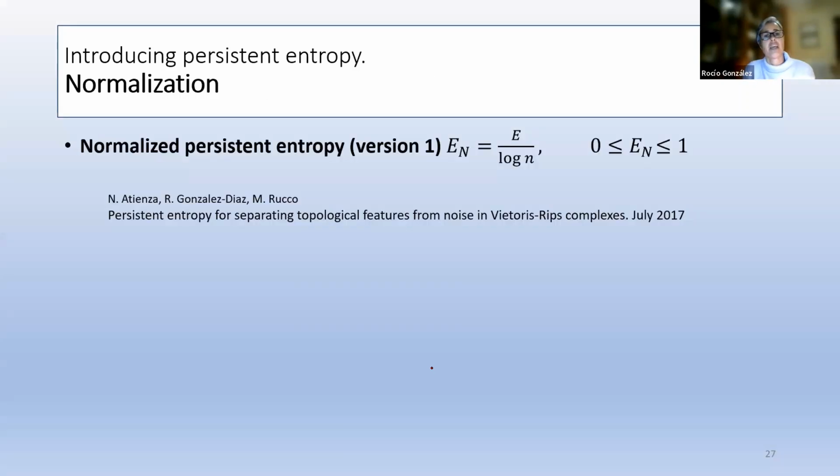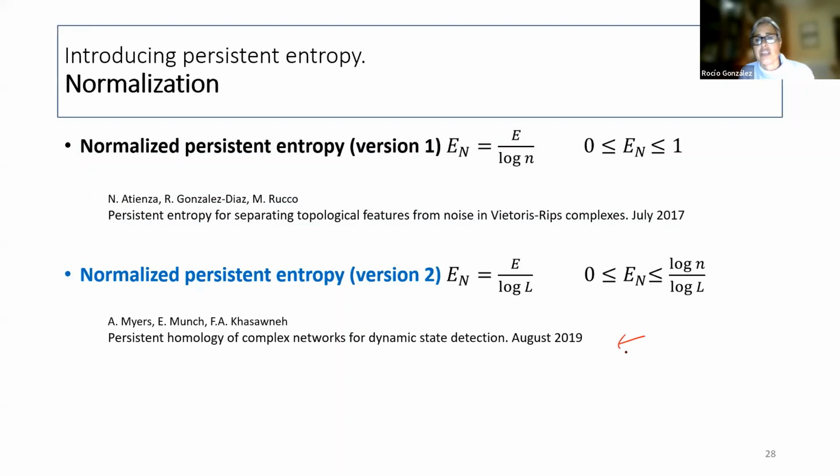For doing this, we have normalized the persistent entropy by dividing the entropy value by the log of the number of bars. In another paper made by different people, they define another kind of normalized persistent entropy. They divide the entropy by the log of the total sum of lengths of the bars. So in this case, the normalized persistent entropy goes from 0 to log of n divided by log of L.